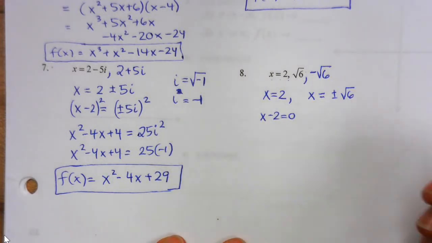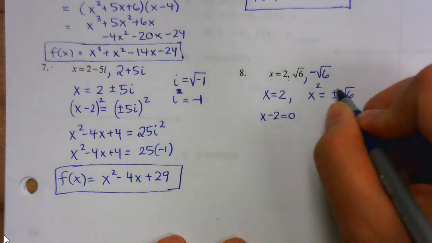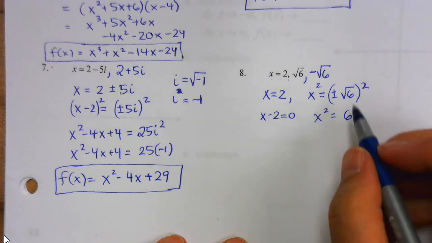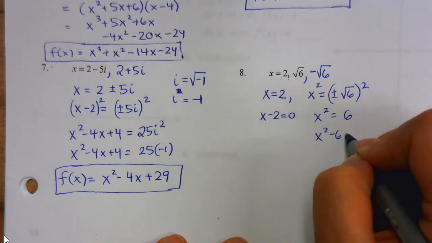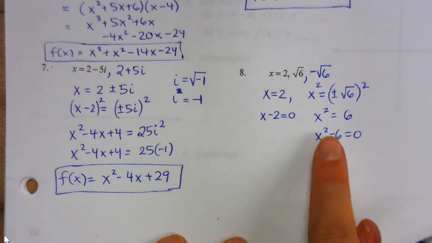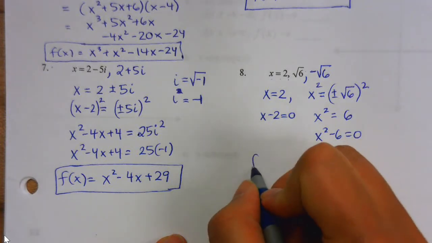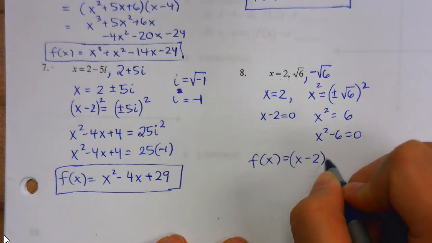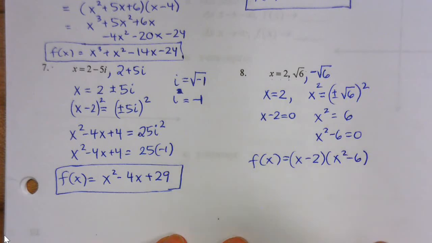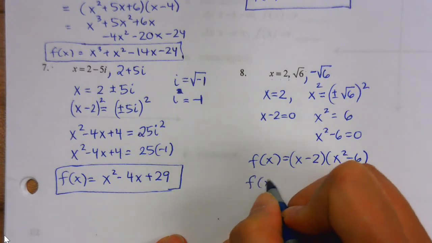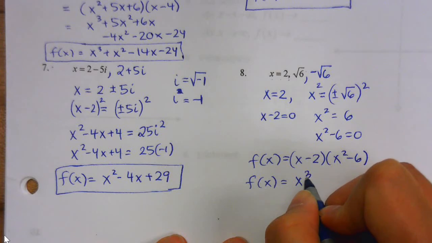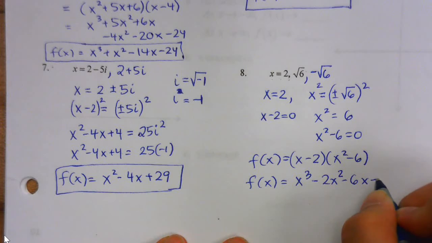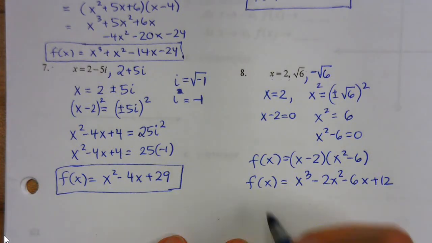Over here, when I'm going to work on it, I'm going to square both sides. And I have x squared is equal to 6. And then I'm going to subtract 6 from both sides to get my other 0. So I have x minus 2 and x squared minus 6 are my two factors. So we have f of x is equal to x minus 2 times x squared minus 6. And again, I need to multiply that out. So we have f of x is equal to x cubed minus 2x squared minus 6x plus 12. And that's my final answer.